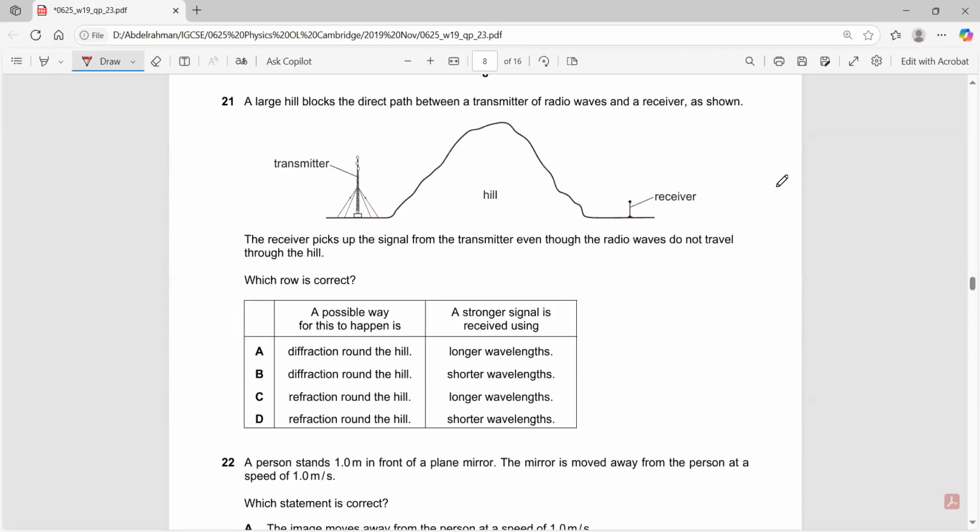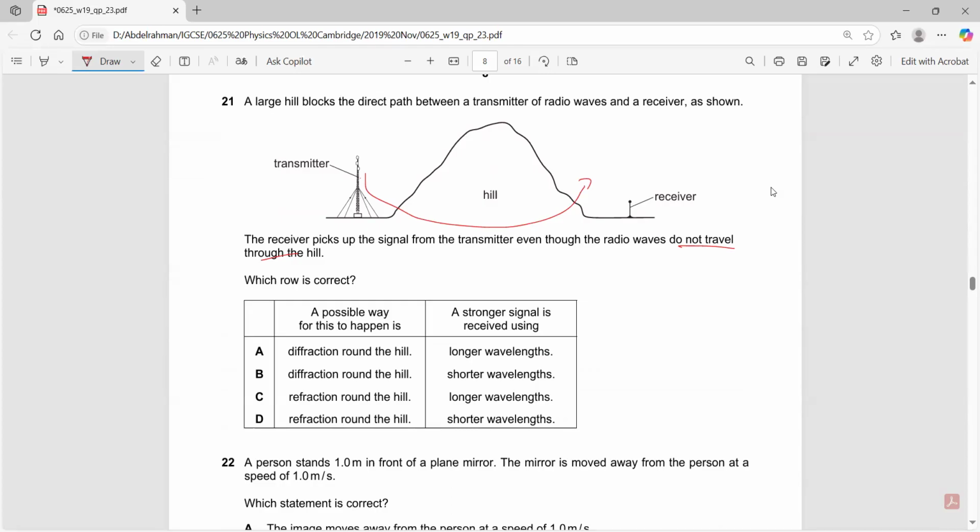Question 21. A transmitter and a receiver. The receiver picks up the signal from the transmitter even though the radio waves do not travel through the hill. They do not travel through the hill. So how do they travel? They actually travel around the hill, right? Around the hill. Which row is correct?